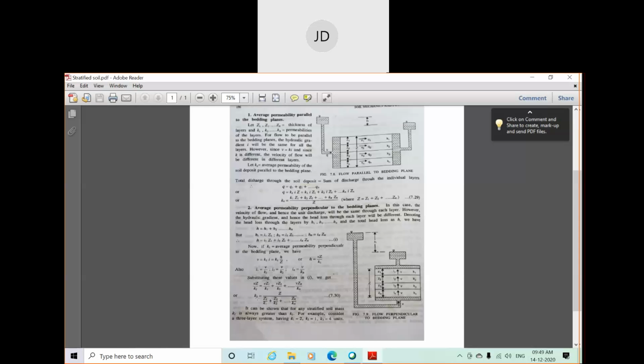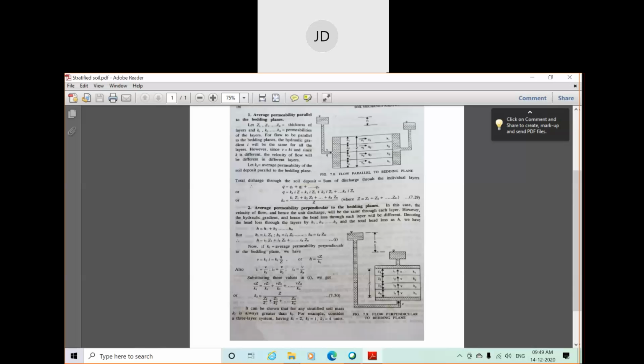Finally, you will get the expression for the average coefficient of permeability in the vertical direction, or upward direction, denoted by kz. Kz equals z divided by (z1 by k1 plus z2 by k2 and so on). That means z represents the total thickness of the layers. Z1, Z2, Z3 are what? Individual thicknesses of the layers. K1, K2, K3 are the individual coefficients of permeability for each layer.